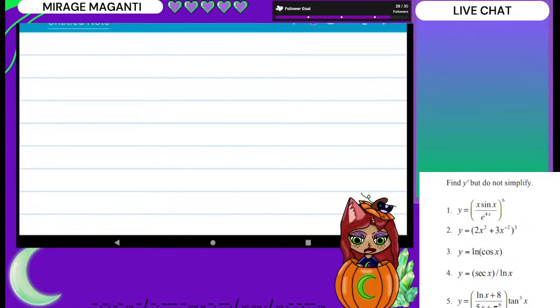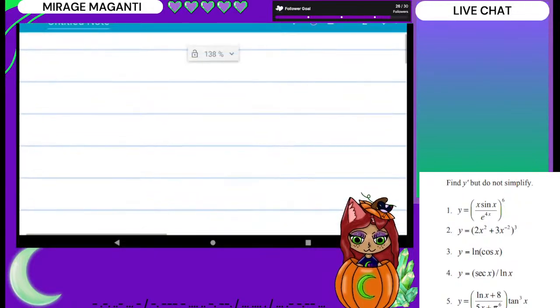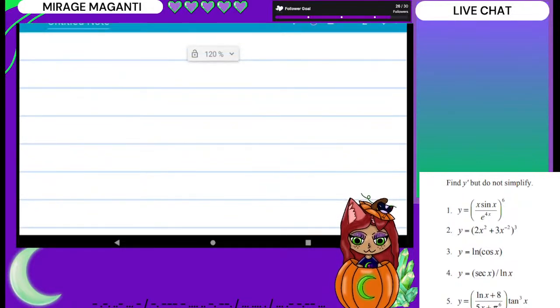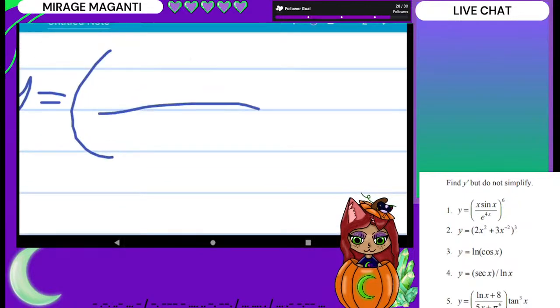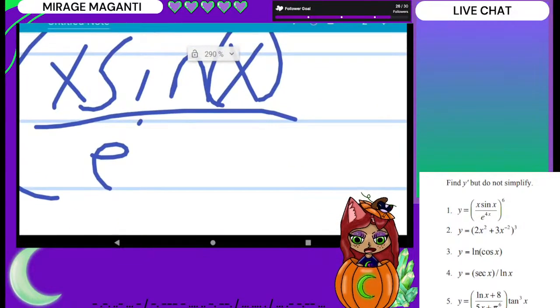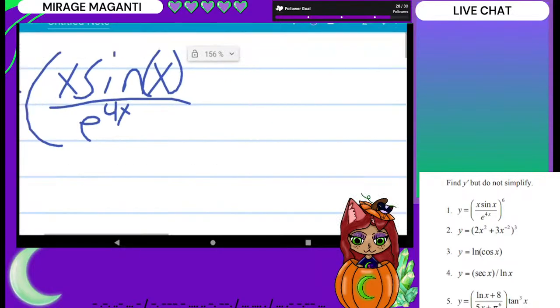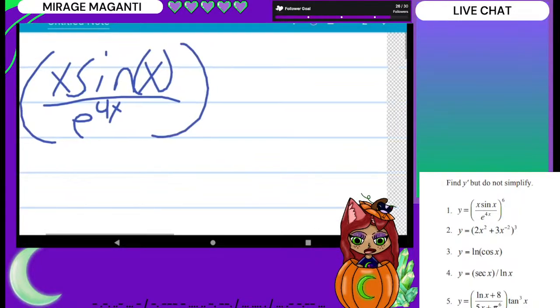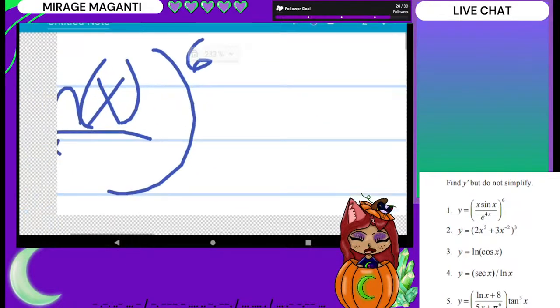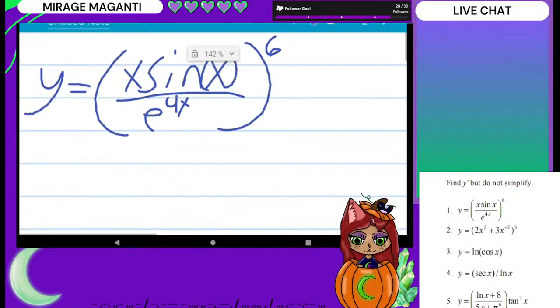I might, just because it's a little wonky, but we've got y is equal to x sine of x over e to the power of 4x, all to the power of 6. Now this has a few different things in it.